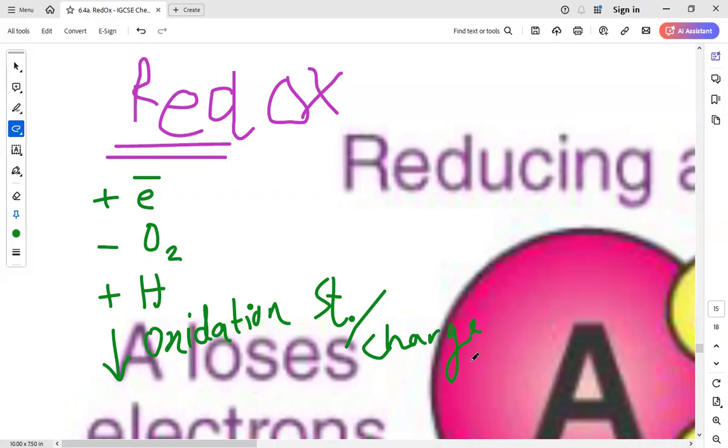over a simple ionic compound. It's the same thing. Oxidation state and charge are the same thing when you talk about ionic compounds. So all of these 4 points qualify as reduction.